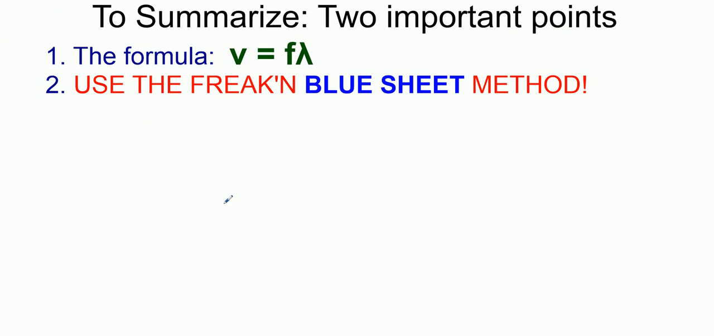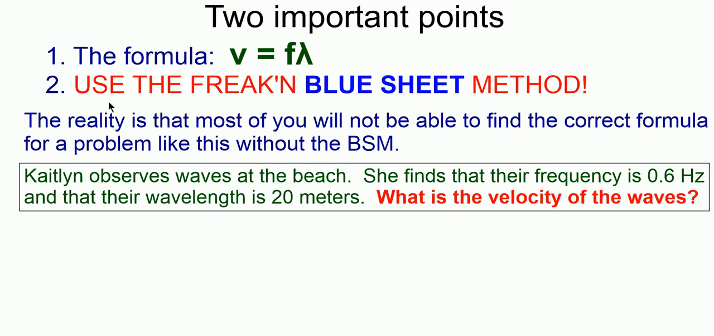All right, to summarize 2 points here from this video. First, this formula here: V equals frequency times wavelength. That's an important formula that you'll need to use a couple, 3 times on the test. And then second, use the blue sheet method. You have to.